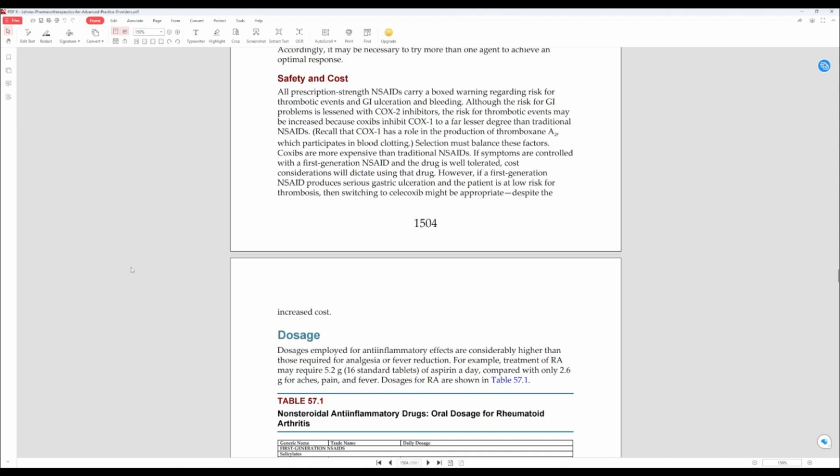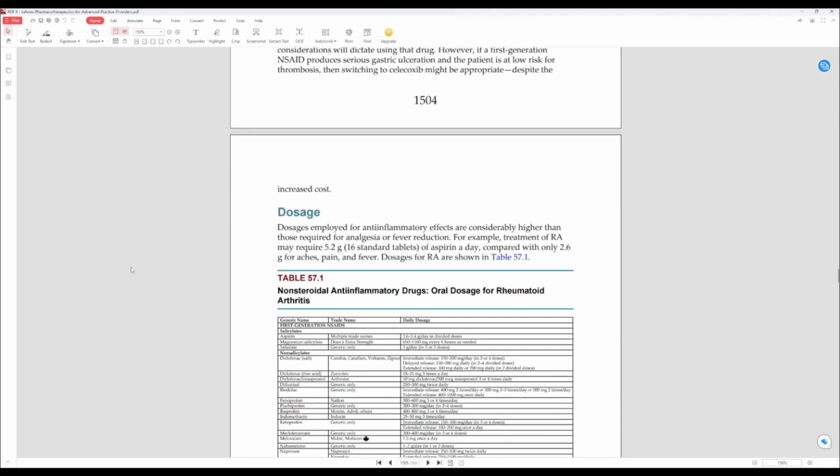If symptoms are controlled with the first generation NSAIDs and the drug is well tolerated, cost considerations will dictate using that drug. Again, however, if a first generation NSAID produces serious gastric ulceration and the patient is at low risk for thrombosis, then switching to celecoxib might be appropriate despite the increased cost.